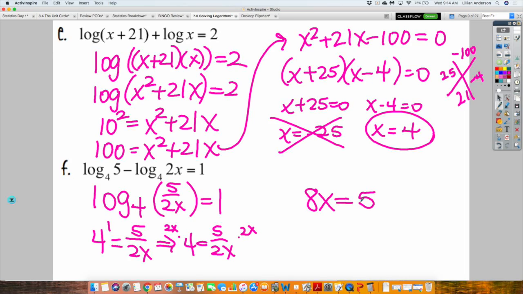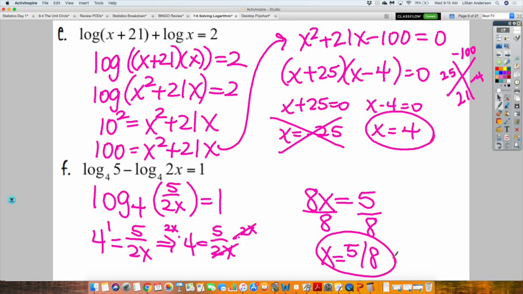No, when you're solving in situations like this, you want to get rid of your denominator. So when you multiply both sides by 2x, you're eliminating the 2x altogether. Divide by 8, and x equals 5 over 8. When I plug in 5 over 8, is that going to give me a negative log anywhere? A positive times a positive is a positive, and this doesn't have an x, so we're good. It's 5 over 8.